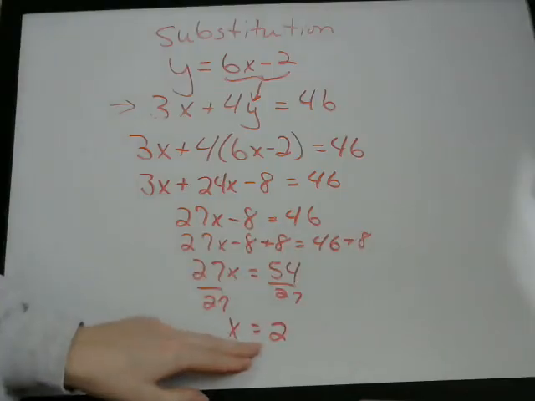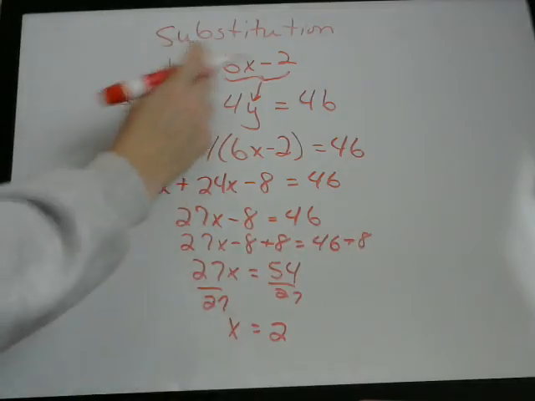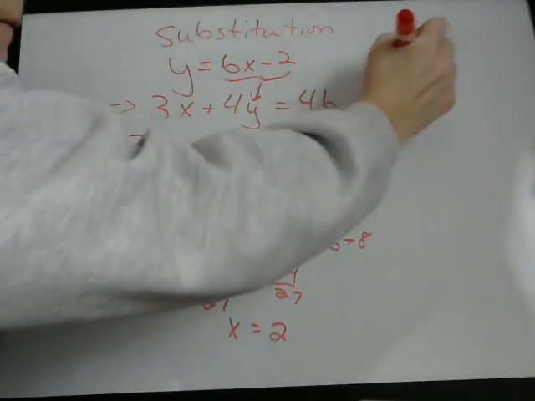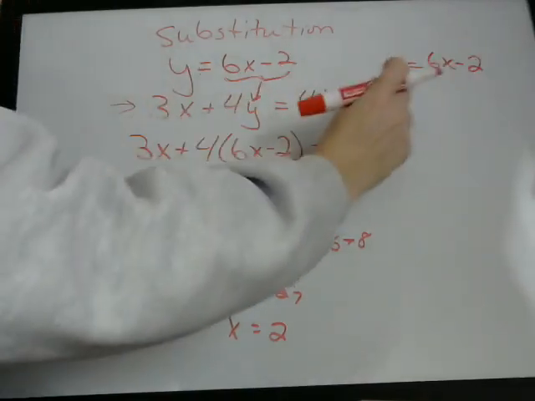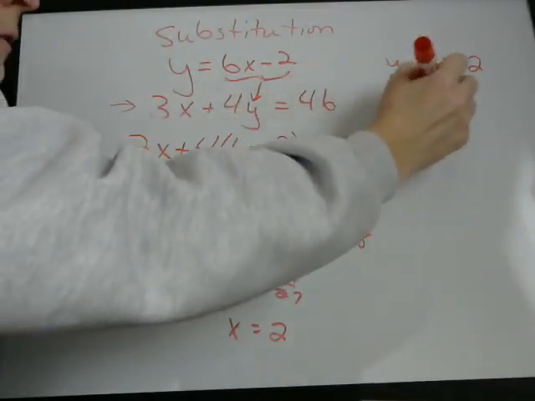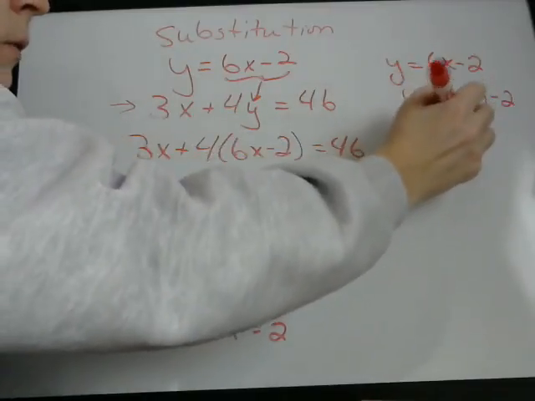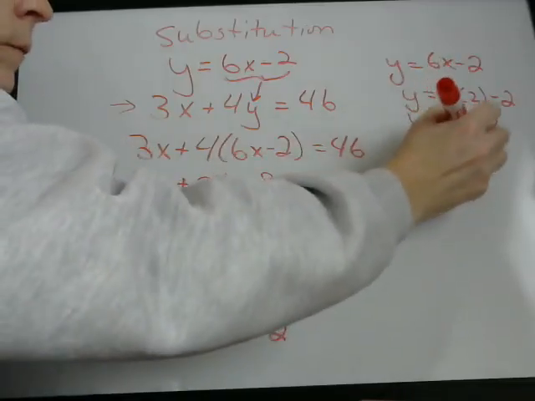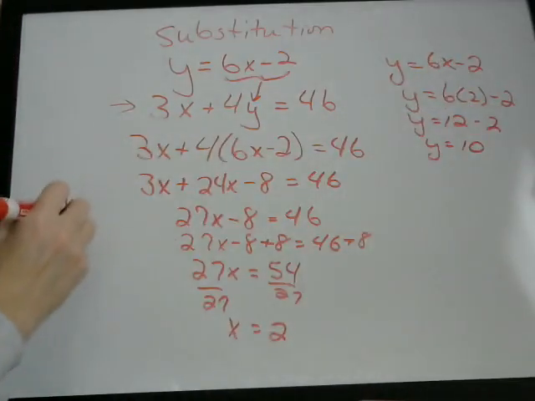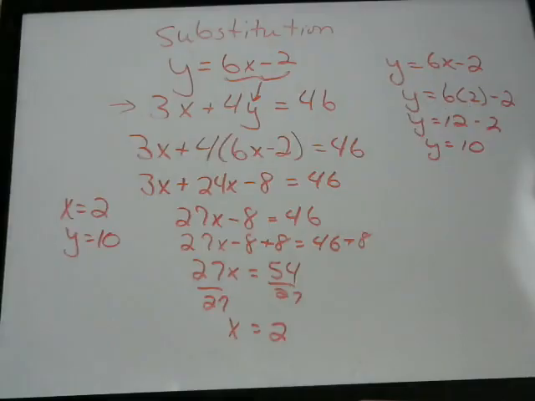So now we know what x equals, but we still have to figure out what y equals. Well, we know y equals 6x minus 2. So I'm going to come up here. y equals 6x minus 2. We know x equals 2, so we're just going to plug that in for x. y equals 6 times 2 minus 2. y equals 12 minus 2. y equals 10. So our answer will be x equals 2, y equals 10. That's the answer that you need to look for in the multiple choice answers. That's one way to solve this problem.